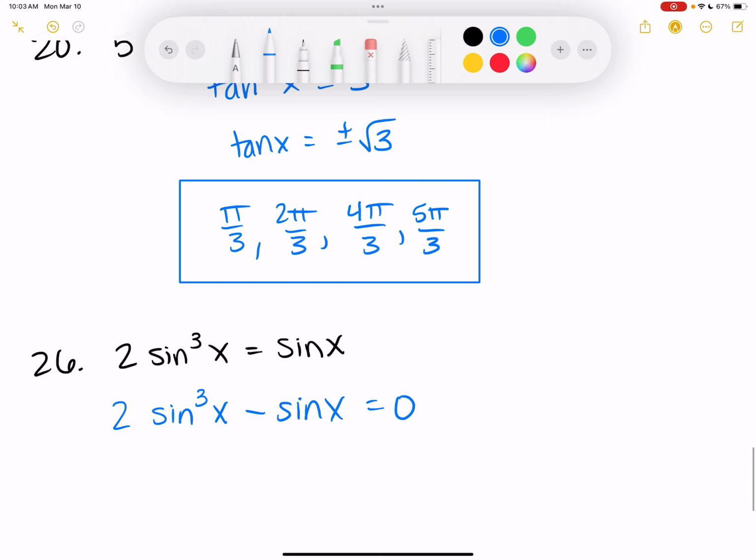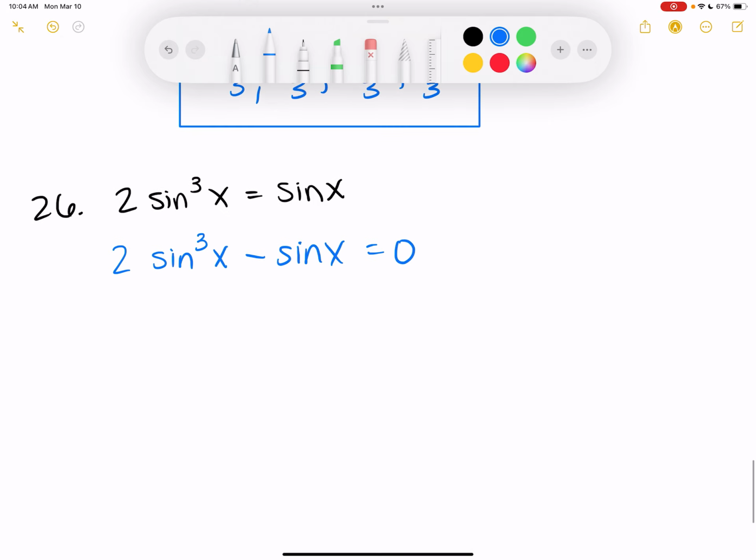You can't subtract a cube and a non-cube, because you can't subtract x from x squared. Same thing. Any ideas what I need to do now? Divide by 2? Can't do that. We could take out a sine.